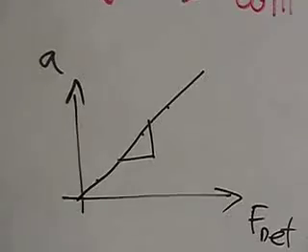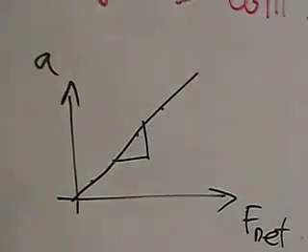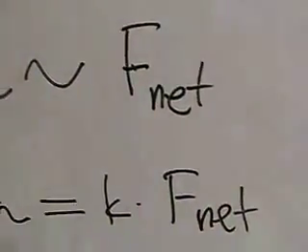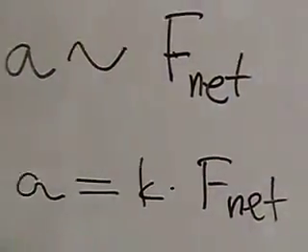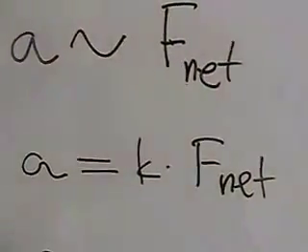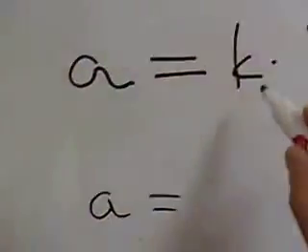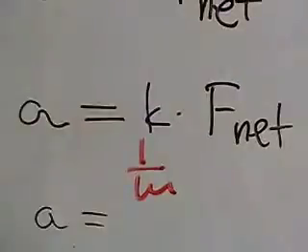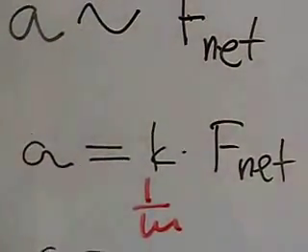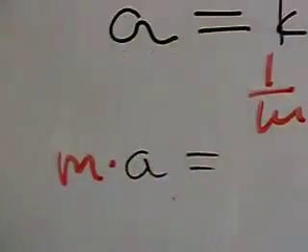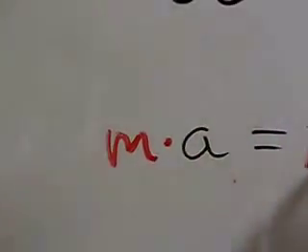Now the slope of this graph, of course, is the constant of proportionality in this equation. And the guys that did this found out that the constant of proportionality is exactly equal to 1 over the mass of the object. In other words, mass times acceleration equals net force.